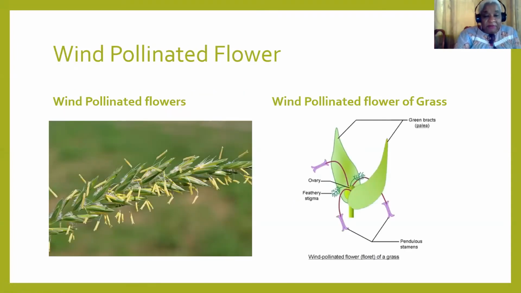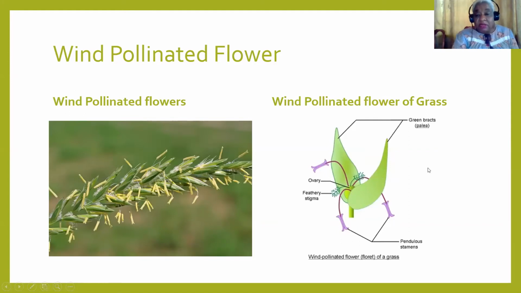In a wind pollinated flower, most of us looking at this who are not biology students would look at this and say, that's not a flower, that's just leaves. But they're not. They are small, inconspicuous flowers, and you can see the stamen with the anther and the filaments, and then you have your feathery stigma.